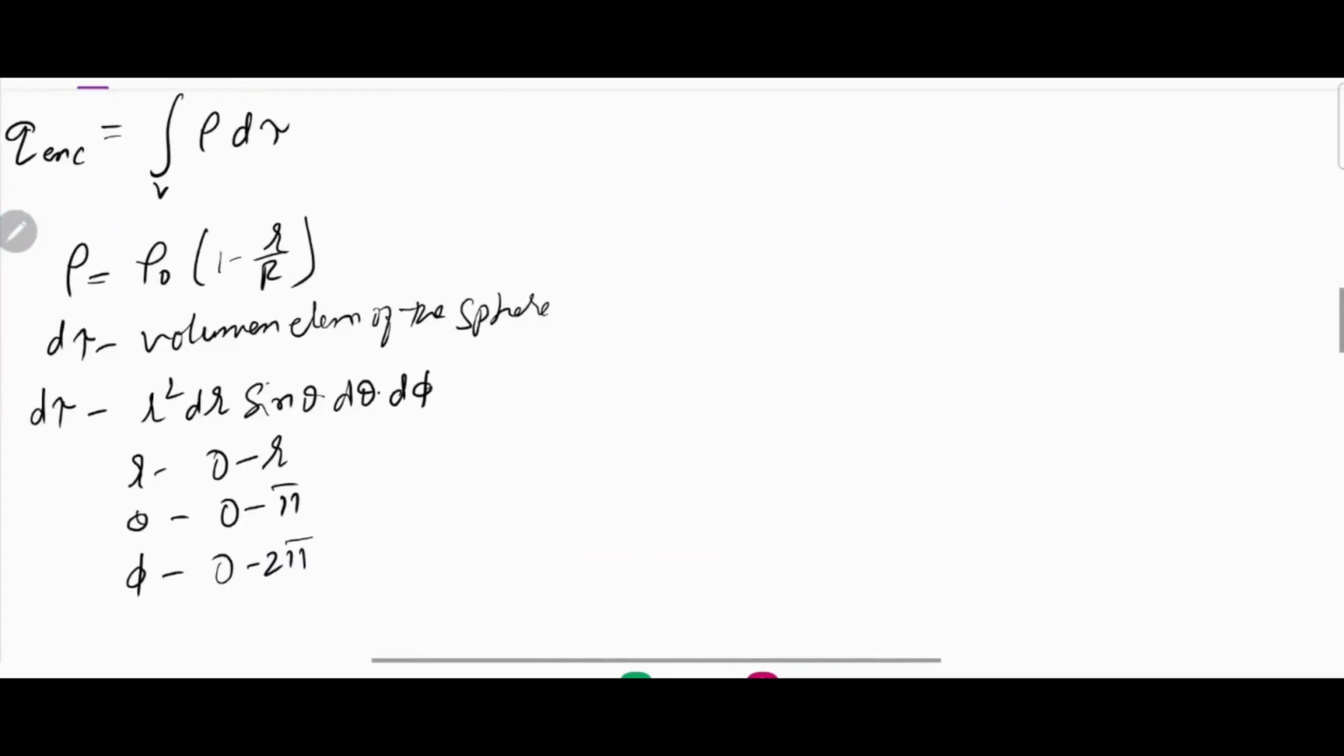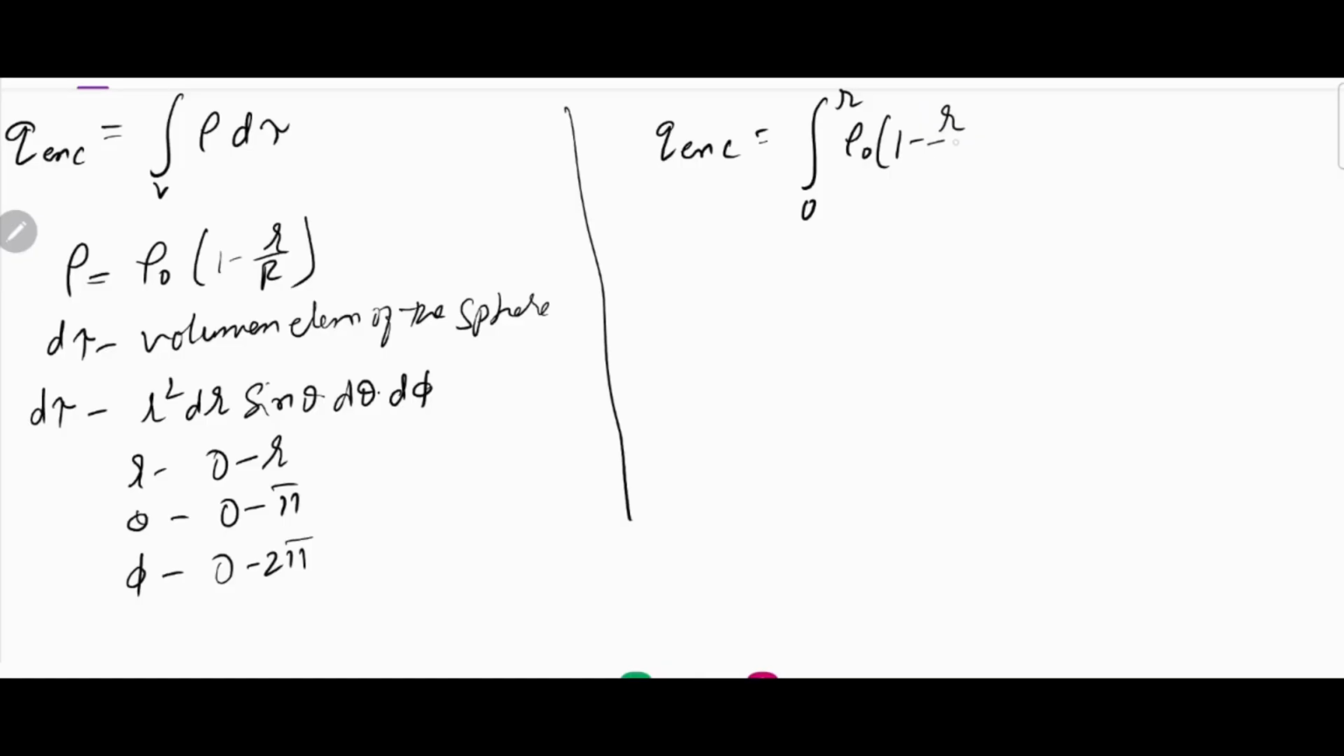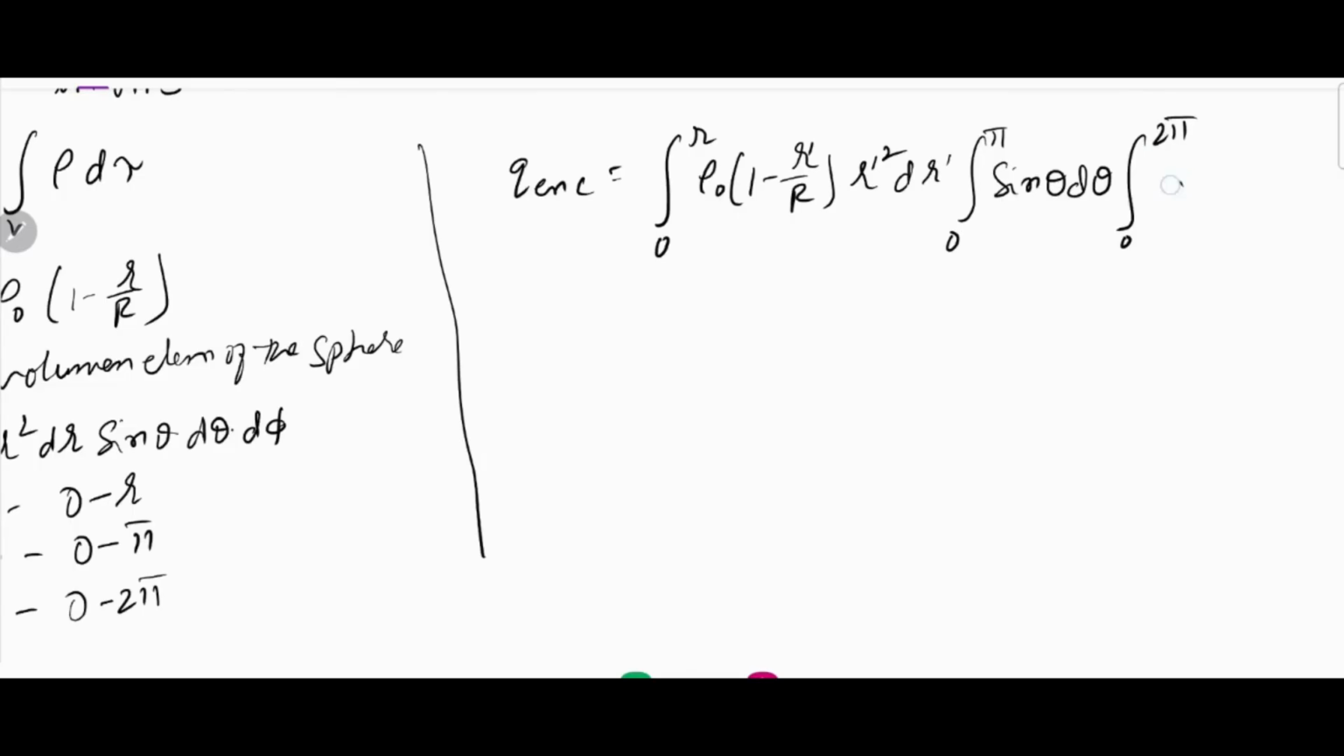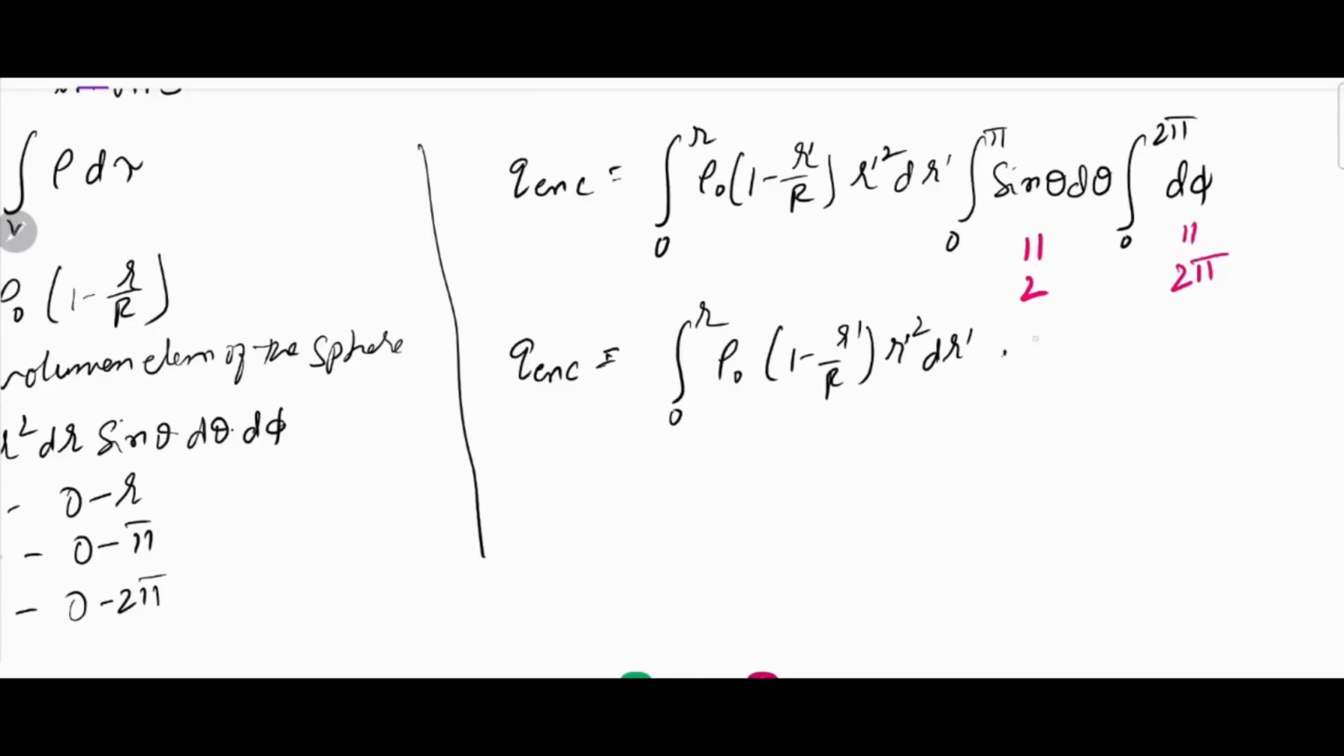Now if we substitute these values to find the enclosed charge, the enclosed charge becomes integral from 0 to small r of rho naught into (1 minus r dash by capital R) into r dash square dr dash, times integral from 0 to pi of sin theta d theta, and integral from 0 to 2 pi of d phi. If we solve, the theta integral will yield 2, and the phi integral will yield 2 pi. So Q enclosed becomes integral from 0 to small r of rho naught into (1 minus r dash by capital R) r dash square dr dash, times 2 into 2 pi, which is 4 pi.